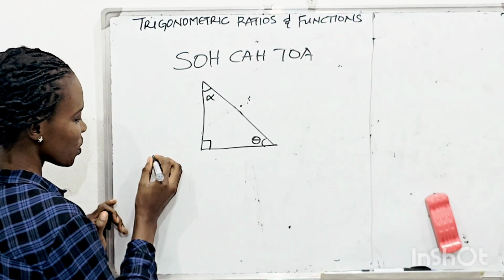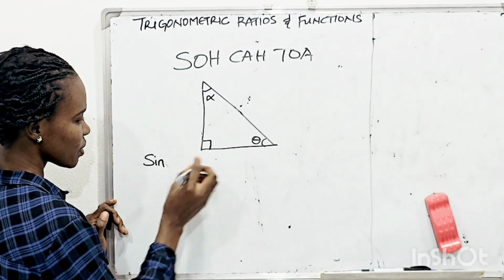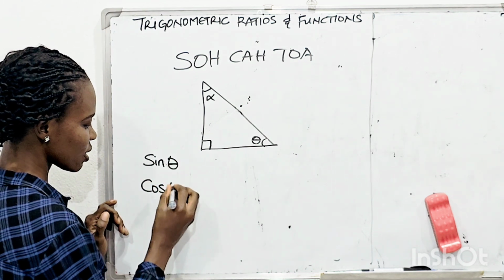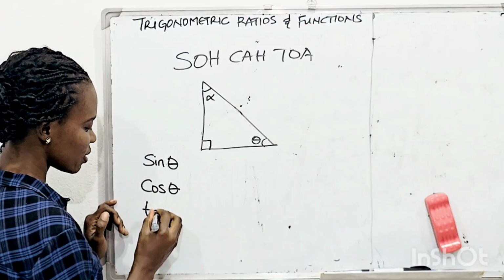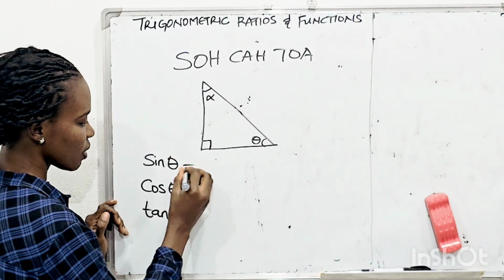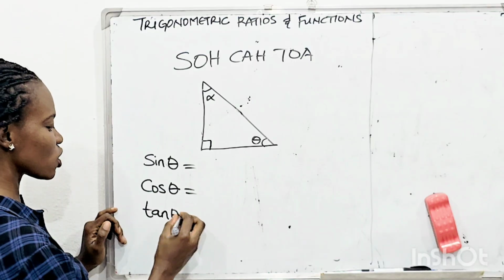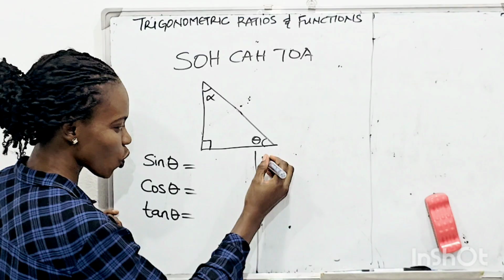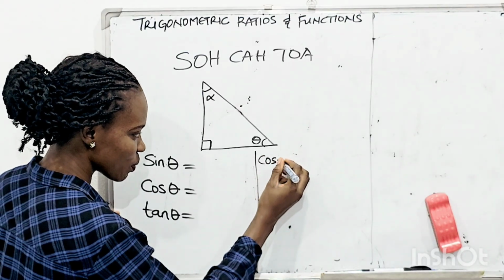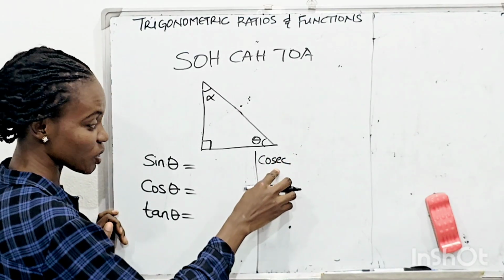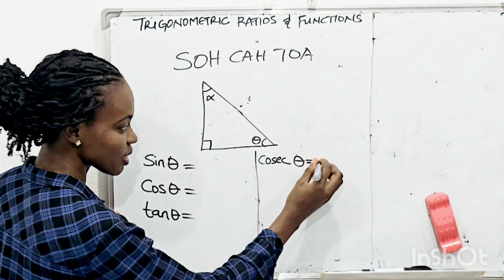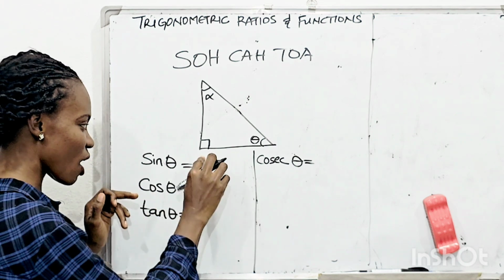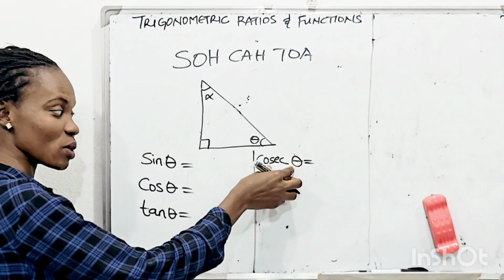So we start. We have sine theta. I have cosine theta. I have tan theta. Then I have their reciprocal. The reciprocal of sine is called cosecant. Alright, cosecant simply means the reciprocal, that is 1 over the sine. Whatever you have as your sine, you turn it, that will give you the cosecant.